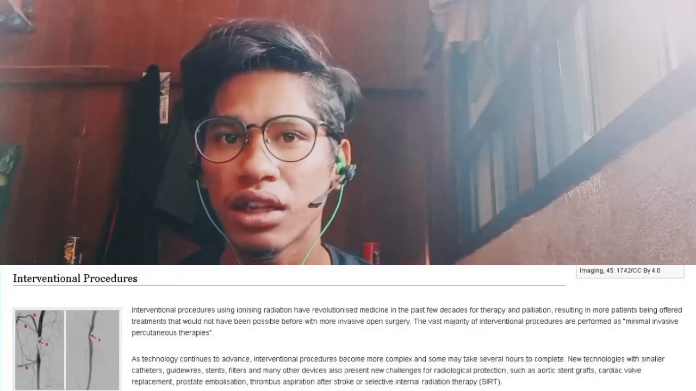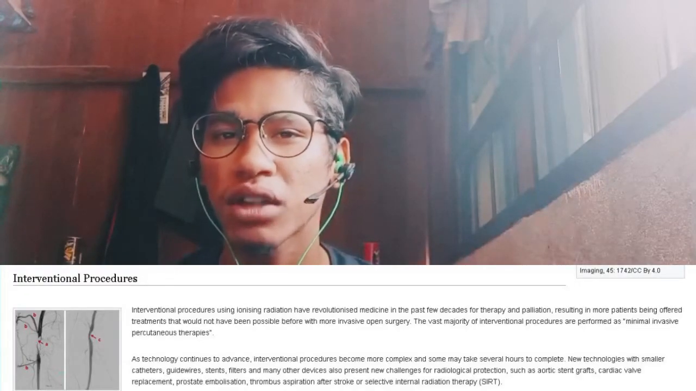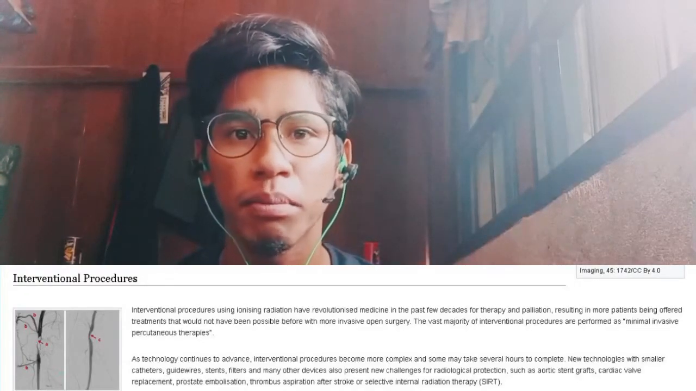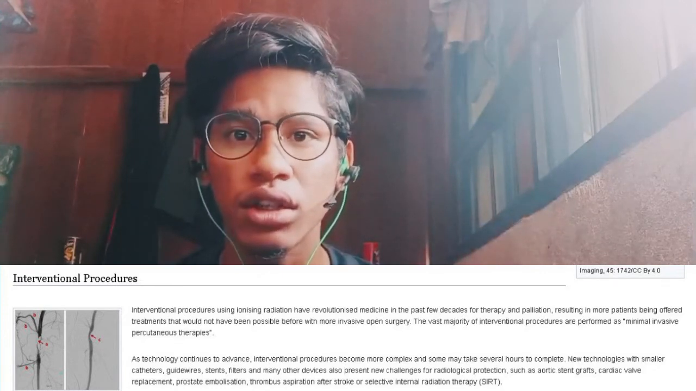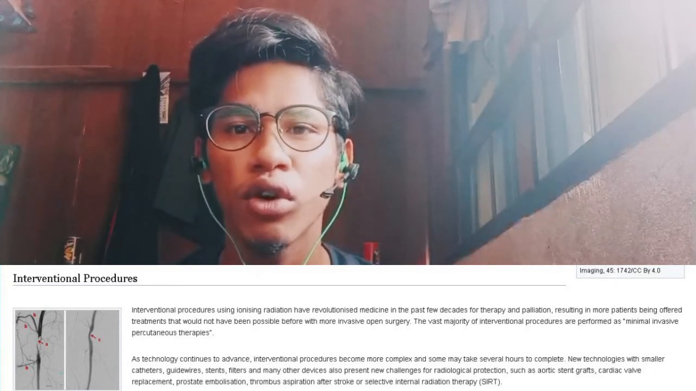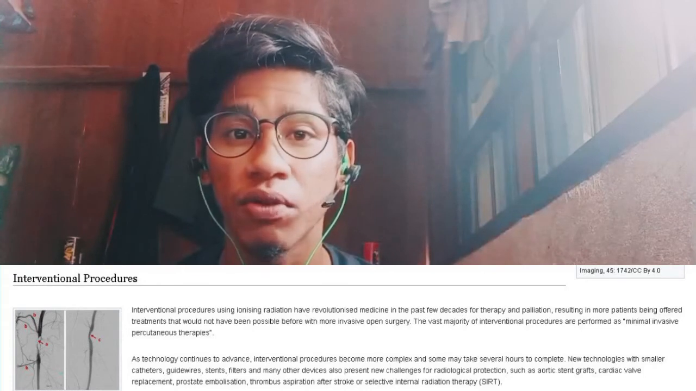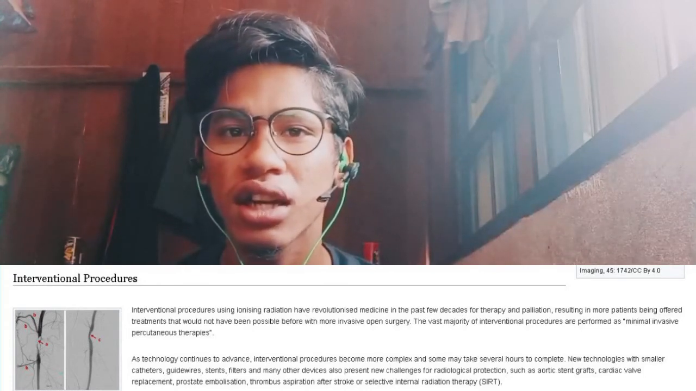The next point is interventional procedures. They have revolutionized medicine in the past few decades for therapy and palliation, in situations where it would not be possible with more invasive open surgery. In fact, it is the second largest collective source of medical radiation.